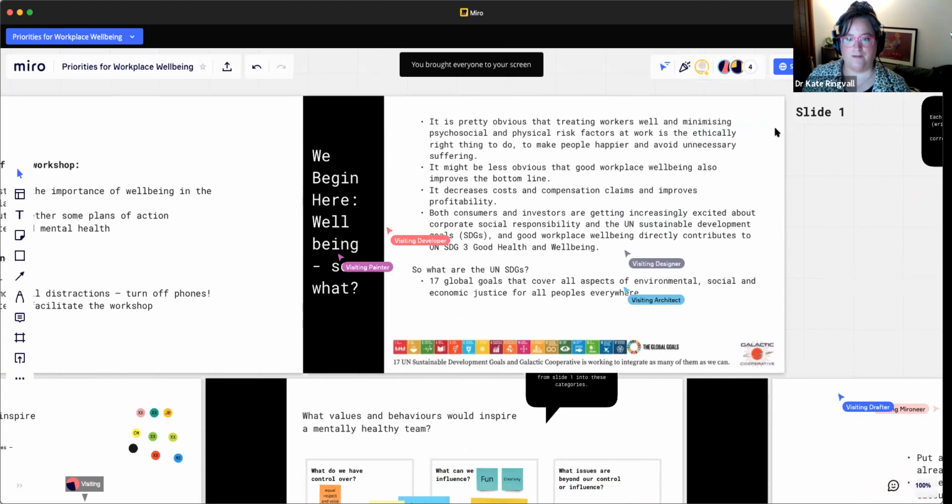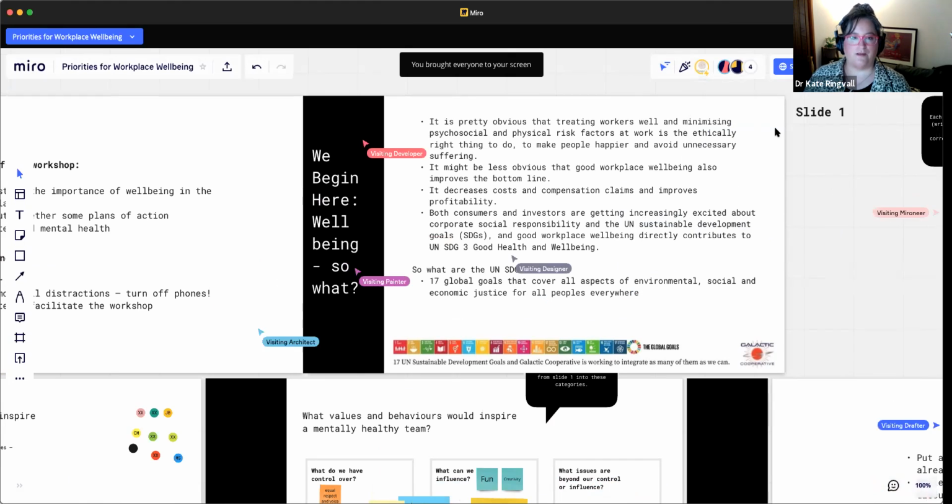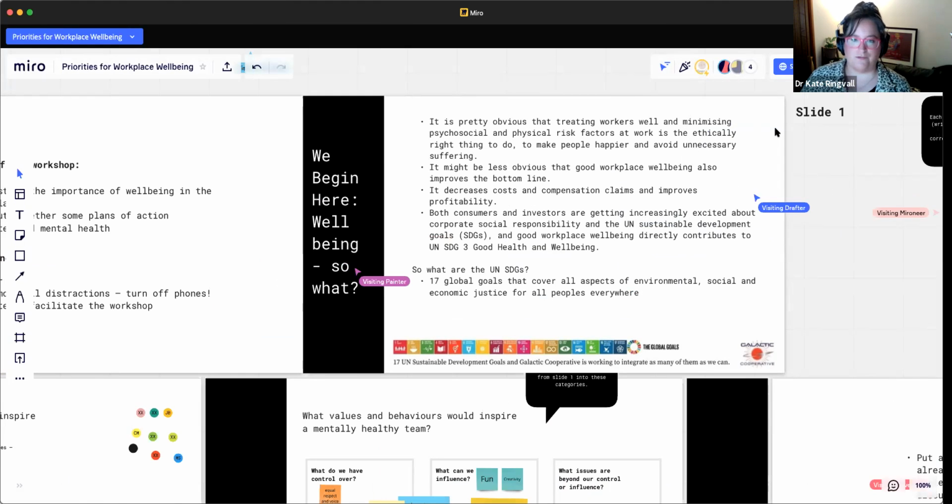Okay, there we go. So clearly, and hopefully it's obvious, that treating your workers well will minimise some of those psychosocial and physical risk factors at work, and that it's the right thing to do. And we'd all like to hope that businesses are doing things ethically, but clearly it also means that your workplace is happier. And if your people are happier, they're going to be much more productive and they're going to want to come to work. And I think most organisations would like to make sure that their people are happy and that they're avoiding unnecessary suffering and misery.